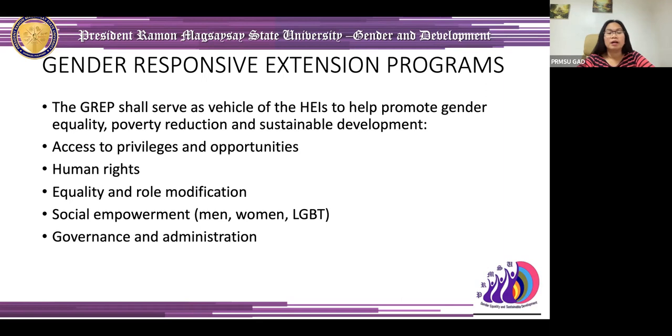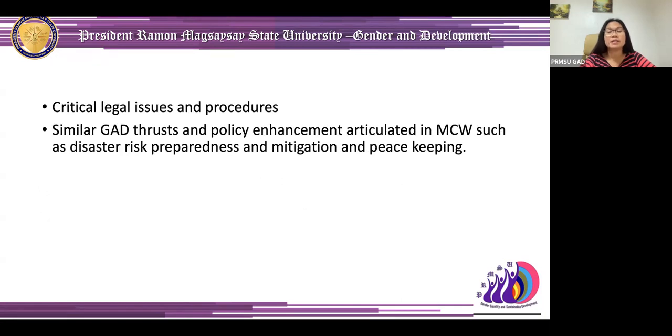Like, we can give them access to privileges and opportunities. Pwede tayo magkaroon ng program about human rights, about equality and role modification, social empowerment of men, women, and LGBT. It could also be about governance and administration. Then, kung kailangan din po nila ng technical assistance, pwede rin yan about critical legal issues and procedures, and also similar trust and policy enhancement articulated by the Magna Carta of Women.